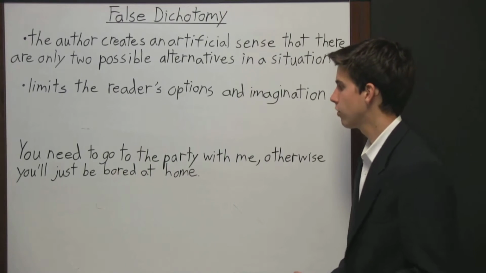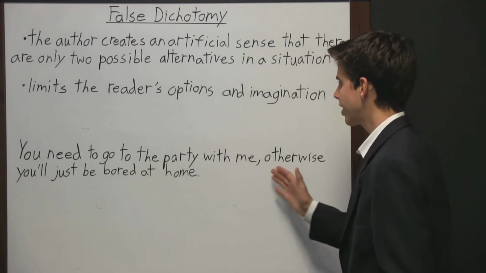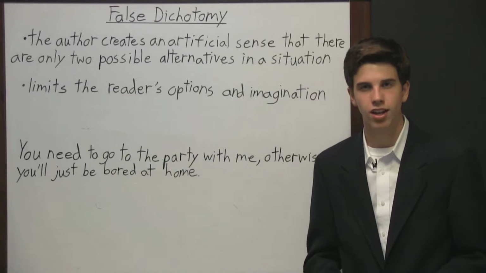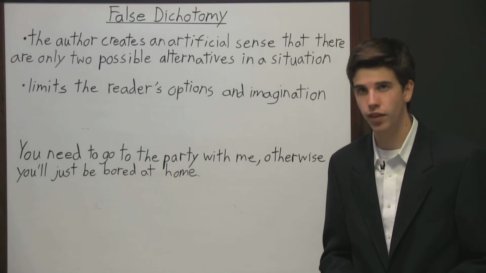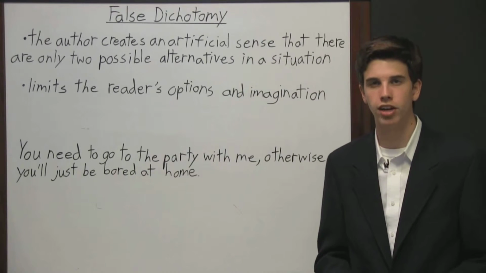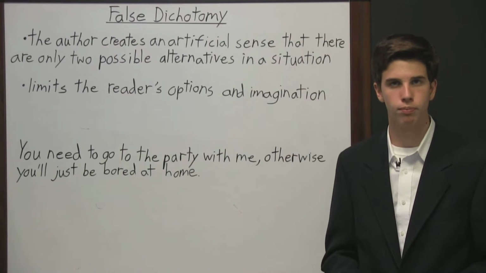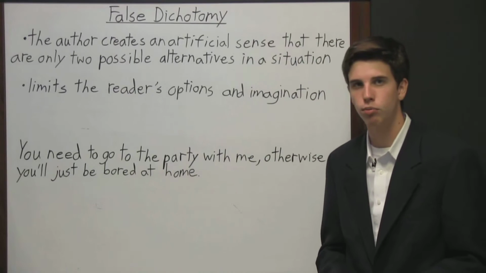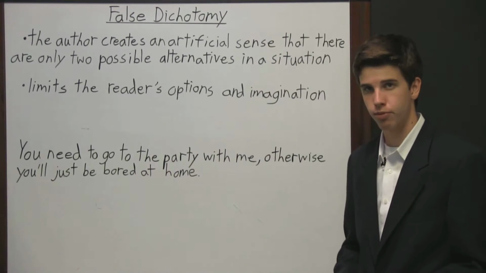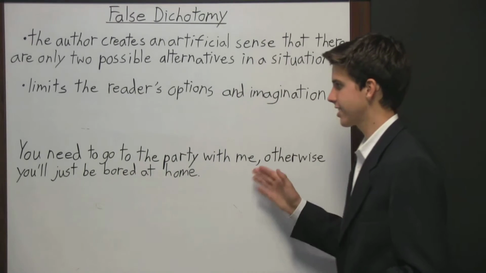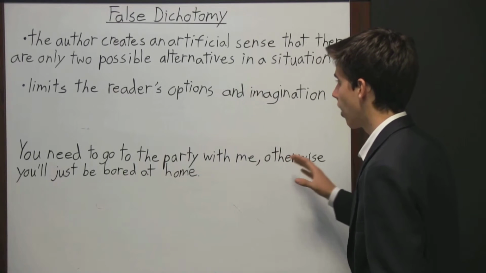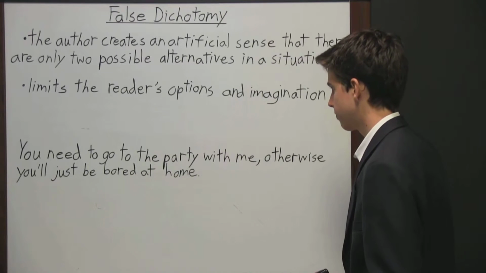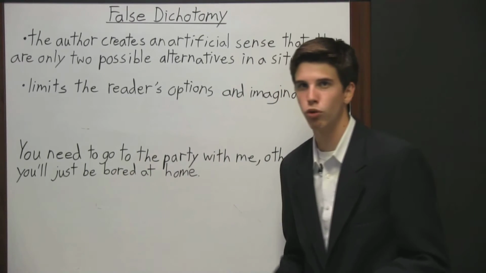Now, an example of false dichotomy is, "You need to go to the party with me, otherwise you'll just be bored at home." And so here, the speaker suggests that the only other possibility besides being at the party is being bored at home. This is not true, as it is perfectly possible to be entertained at home, or even to go somewhere other than the party. And so this is an example of false dichotomy, because here the author is creating that artificial sense that there are only two possible alternatives. One is to go to the party, and one is to be bored at home.